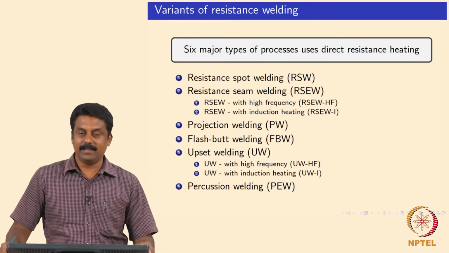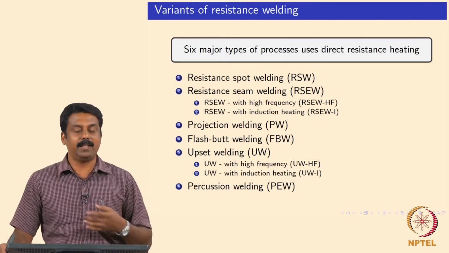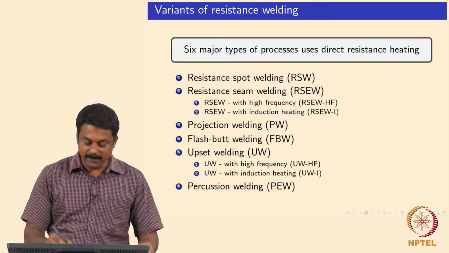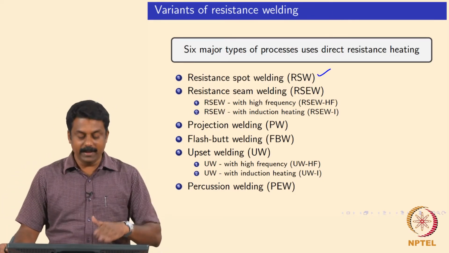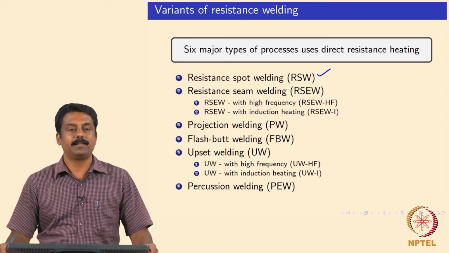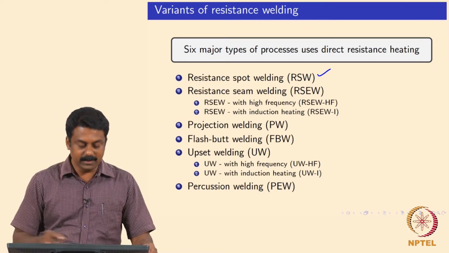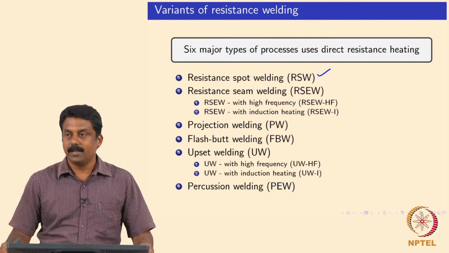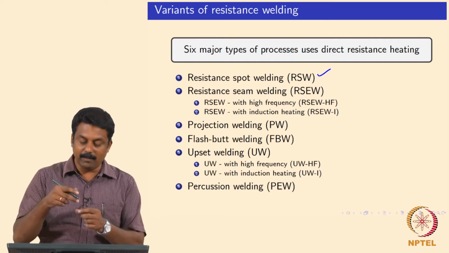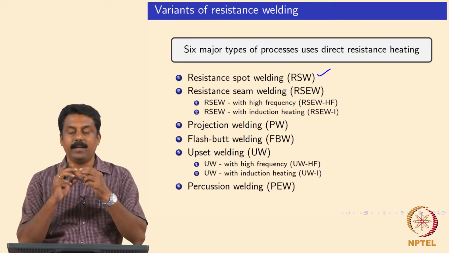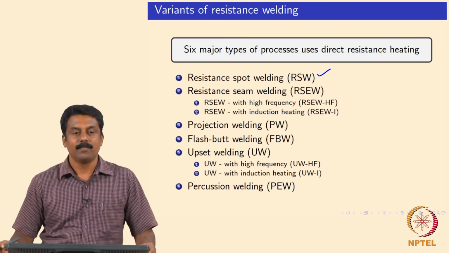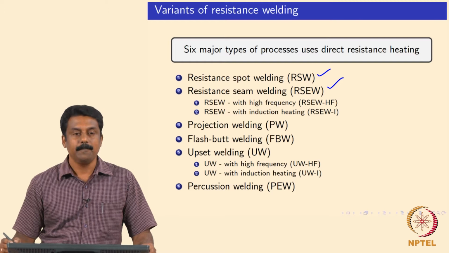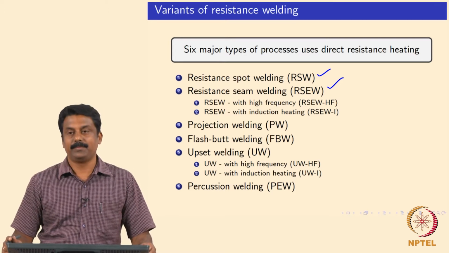Before that, the contact resistance can be generated in various configurations. For example, resistance spot welding. These are the variants of resistance welding, the various types of welds you can expect. There are 6 major types of process used in direct resistance heating. Resistance spot welding uses a simple 2 electrodes to make a spot on the weld spot; again we will see it in subsequent classes. And resistance seam welding: what is seam welding? To make tubes.